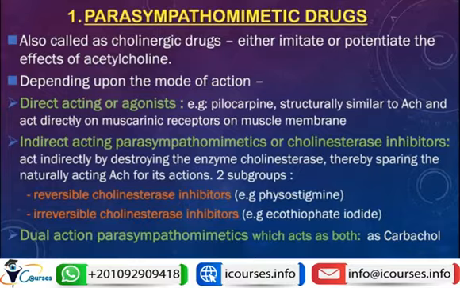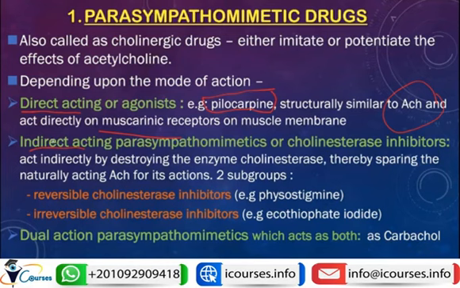So according to the mode of action, we have what's called direct and indirect. Direct acting drugs, or agonists, are drugs that have the same effect or the same structure as acetylcholine. For example, pilocarpine. When pilocarpine is given to the eye, it will act on the constrictor pupillae muscle as if it is acetylcholine, causing stimulation of the muscarinic receptors, causing contraction of the constrictor pupillae muscle.